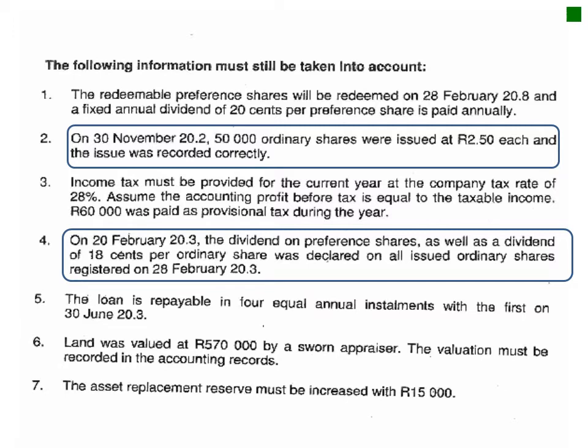But what we also need to remember is that with ordinary shares, it doesn't matter if shares were issued during the year. We don't have to apportion the dividend that gets paid to ordinary shareholders. Everyone who owns shares on the 28th of February, including these people who bought shares on the 30th of November, are going to receive an 18 cents dividend. And we've already done the dividend on preference shares. Remember, we showed that as interest.